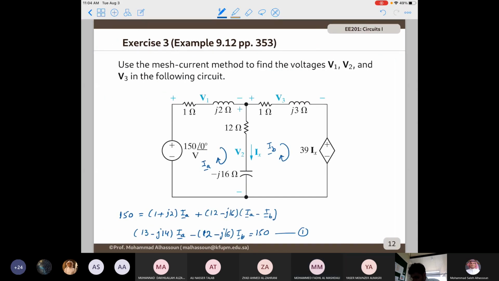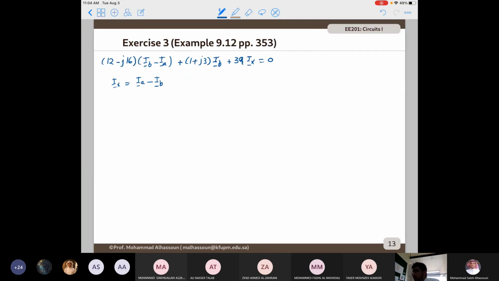Okay, so now IX is IA minus IB by applying KCL here. So let's simplify this equation. If we simplify it and substitute IX, we will get 27 plus 6 IA minus 26 plus J13 IB equals 0, and this is the second equation. So I have two equations, two unknowns.